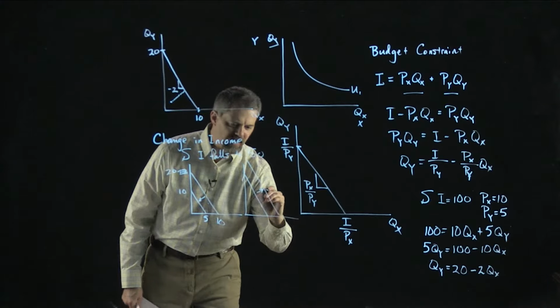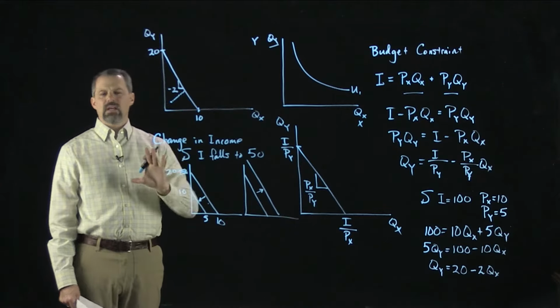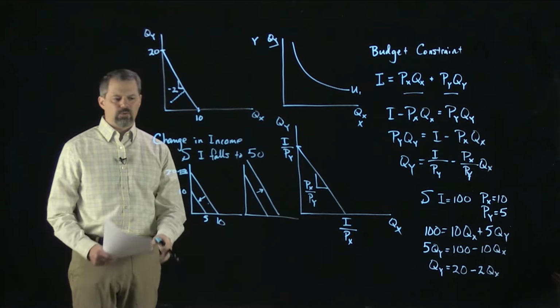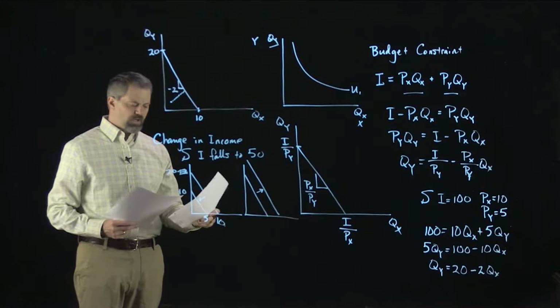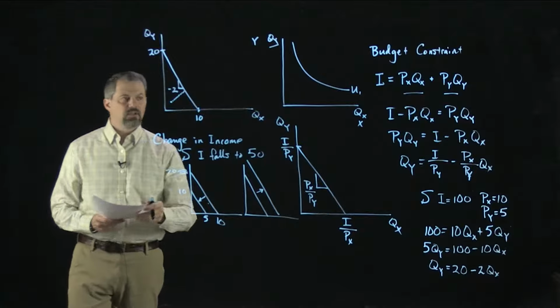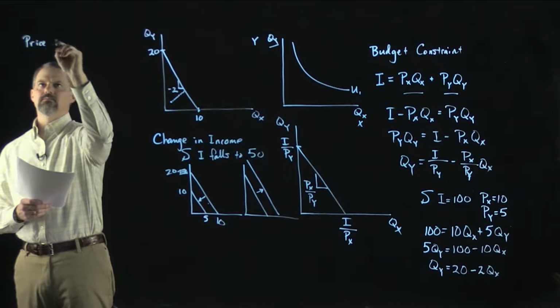Again, the slope would not change. It would simply move out. The consumer would be able to afford more bundles than before. So that's what happens if we change income. Let's think about what happens if we change prices. Price changes.